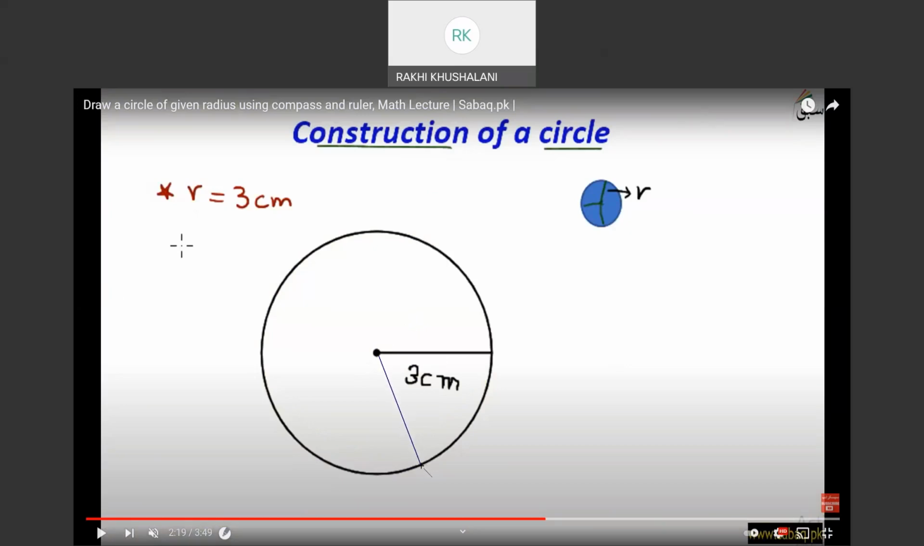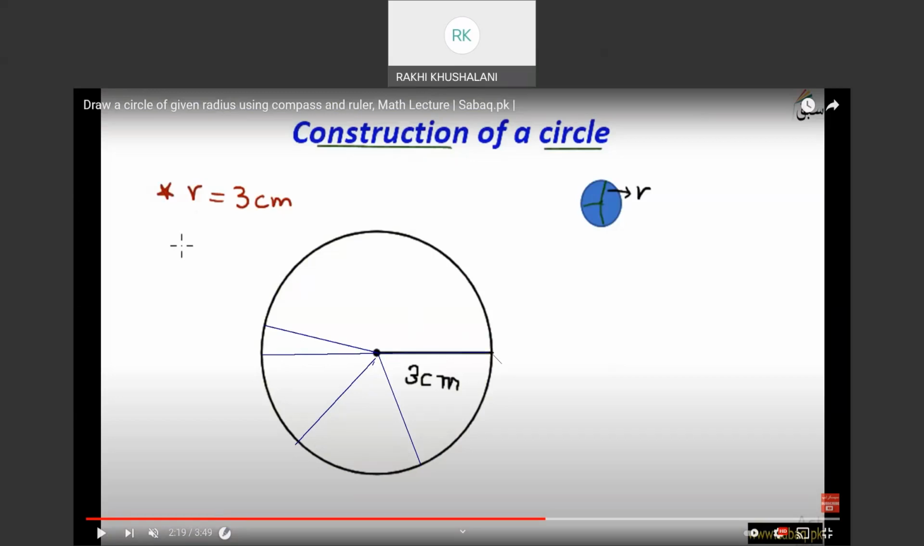Pick up your ruler. This will be 3. You measure from here to here. This will be 3. You measure from here to here. This will be 3 centimeter. You measure this straight one like this. This will be 6 centimeter. Why it will be 6 centimeter? Because it's the radius and its length is always double. Sorry, this is a diameter and its length will be always double the radius.